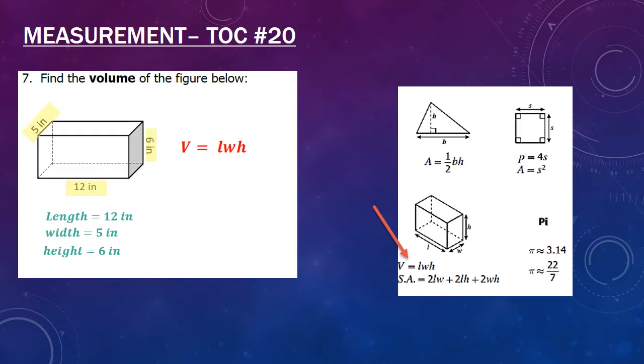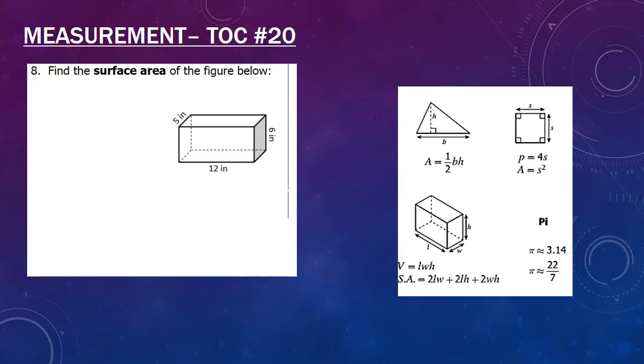So then once I have those, I plug them in. Volume equals 12 times 5 times 6. Pretty easy. Take your calculator, plug those into your calculator, and you get 360 inches cubed. It's important that you know this is volume, and since I multiplied inches times inches times inches, I end up with inches cubed for my answer.